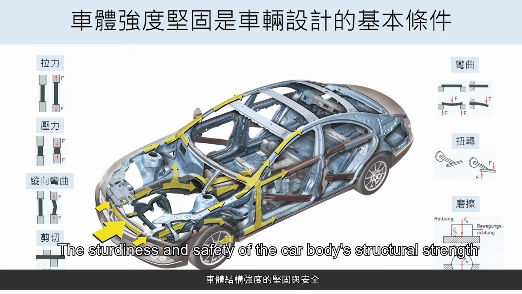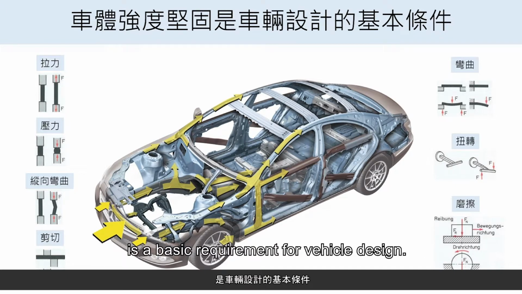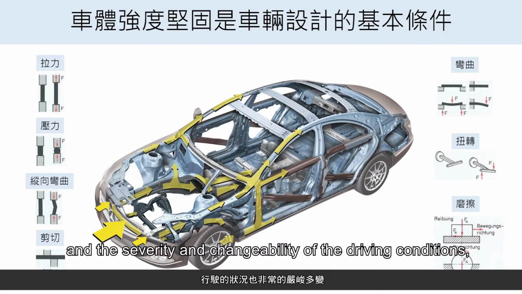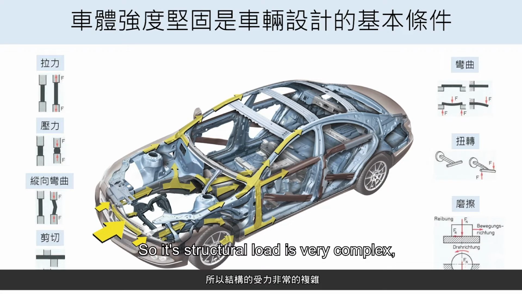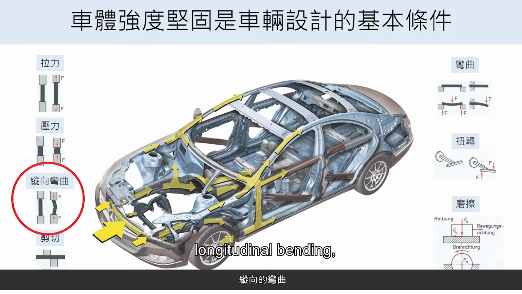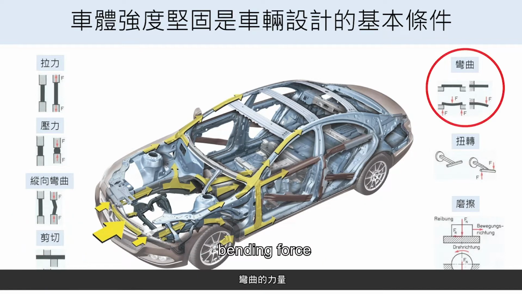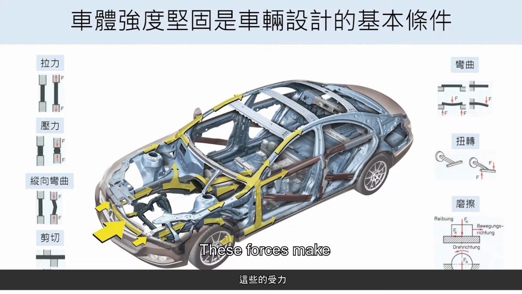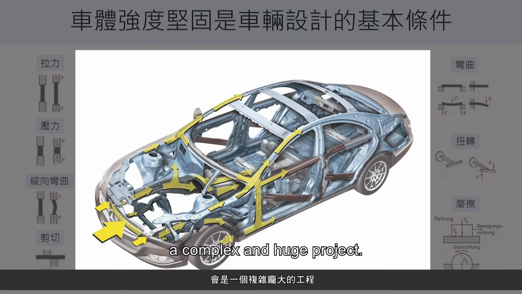The sturdiness and safety of the car body's structural strength is a basic requirement for vehicle design. Due to its structural complexity and the severity and changeability of the driving conditions, the structural load is very complex, which includes pulling force, compression force, longitudinal bending, shear force, bending force, torsion, and friction between parts. These forces make the structure of the car body a complex and huge project.